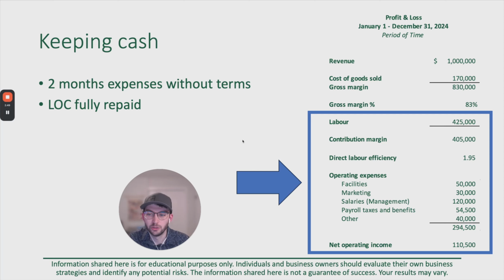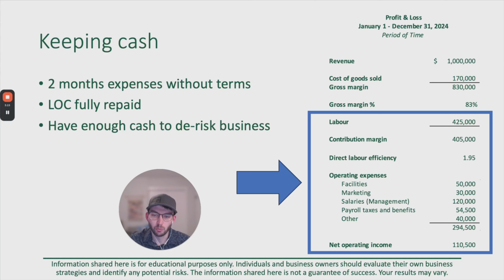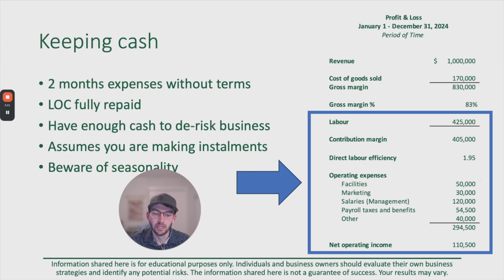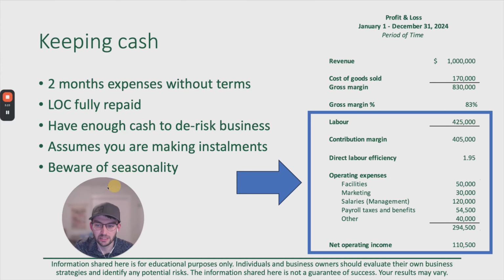What this also assumes is that your line of credit is fully repaid, so we're not drawn down on the line of credit. We've paid up our taxes, we've paid up anything like that. And we're able to pay off our credit cards every month, so we're not running balances on those items. So we want to have enough cash to de-risk the business. Like I said, this assumes we're making installments, and we also want to beware of seasonality.